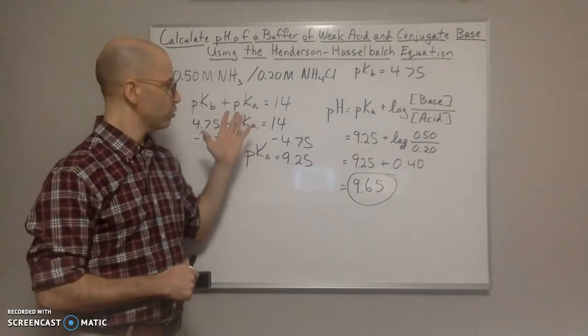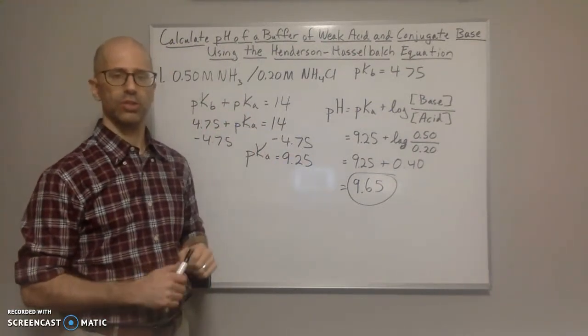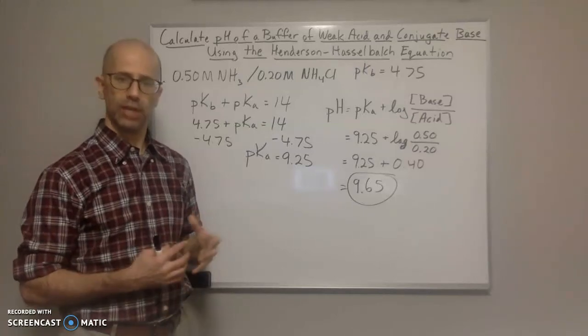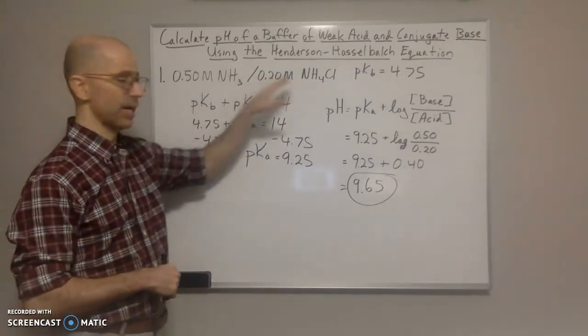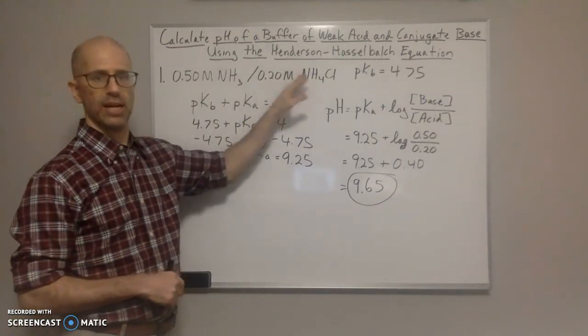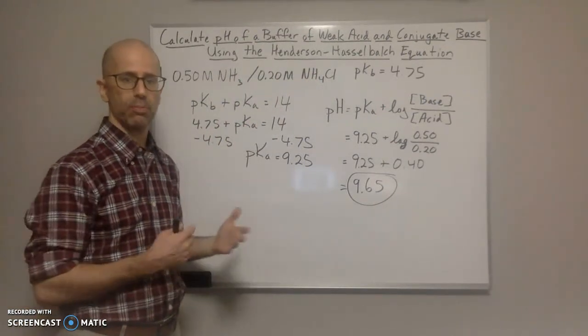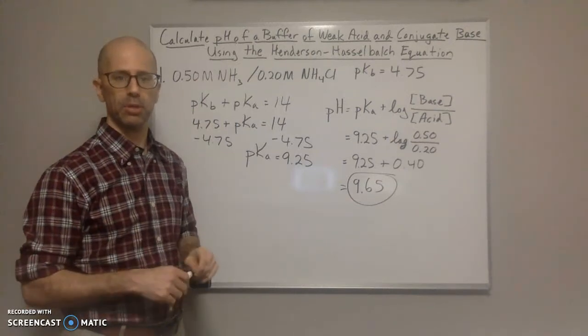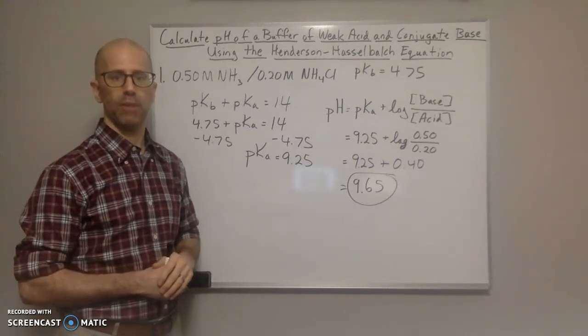And again, you can use the Henderson-Hasselbalch equation in those situations where the initial concentrations of your base and conjugate acid, or acid and conjugate base, are vastly different from the Ka and the Kb of the acid or base that's involved in your buffer.